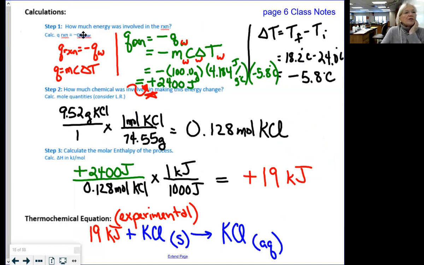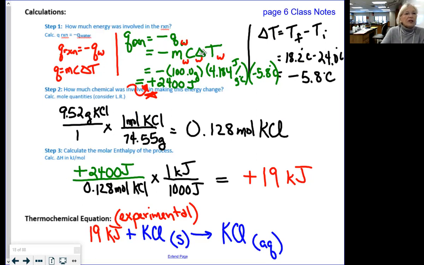How much energy was involved in the reaction? Here I have to do my Q of the reaction is negative Q of the water. You solve for energy with the Q equation. This is what you must write to get the sign correct. So Q of the reaction equals negative Q of the water.